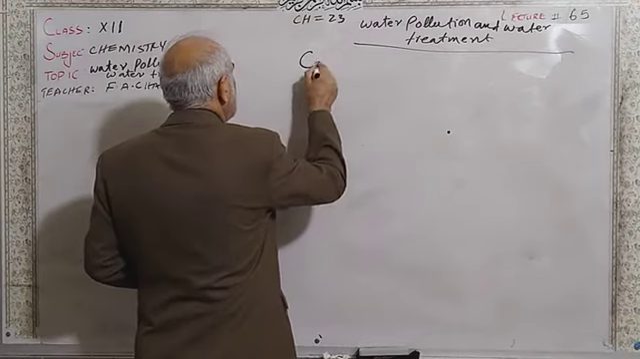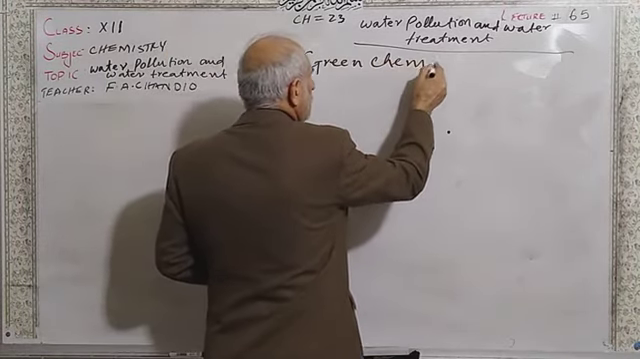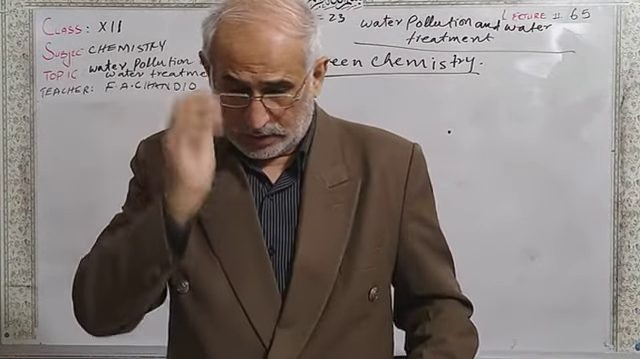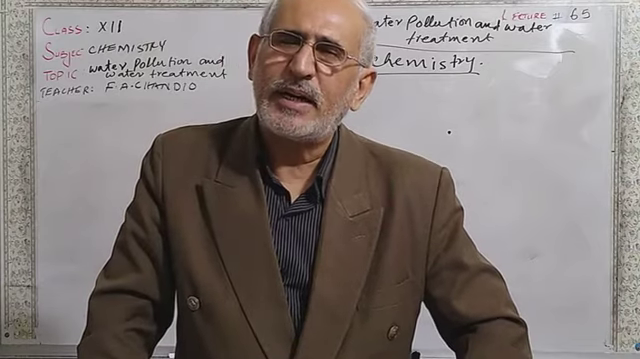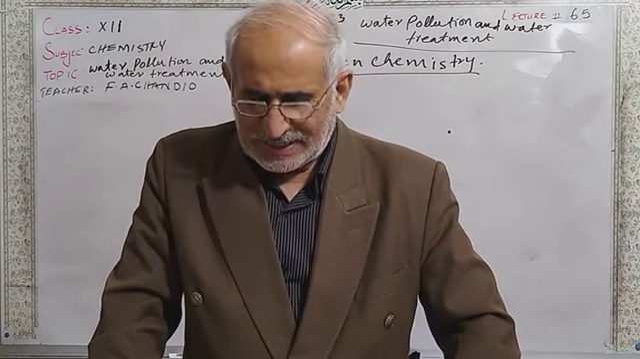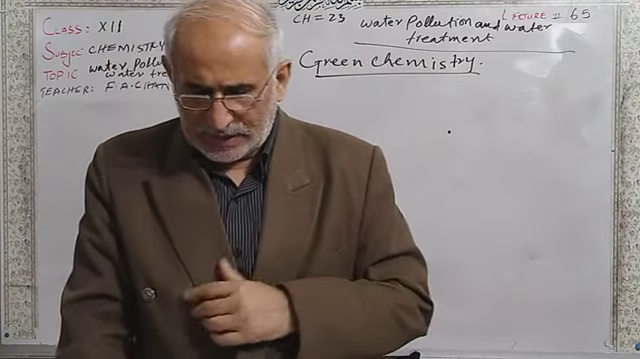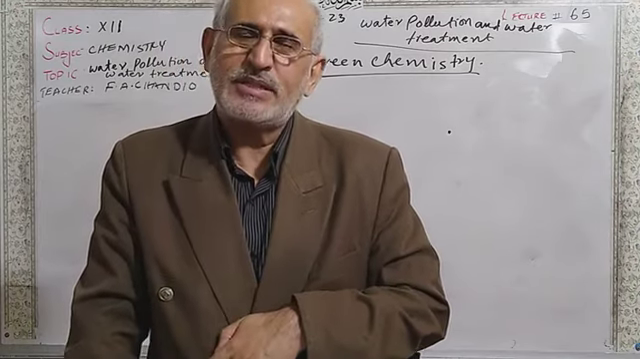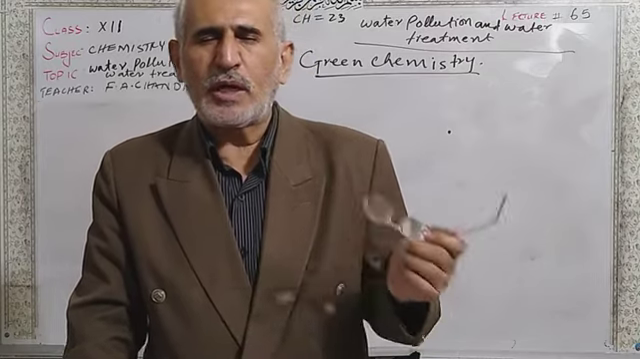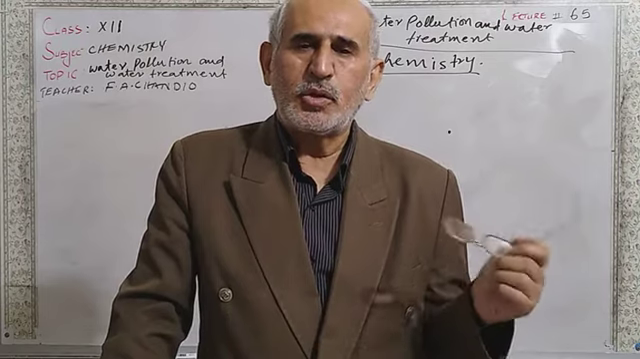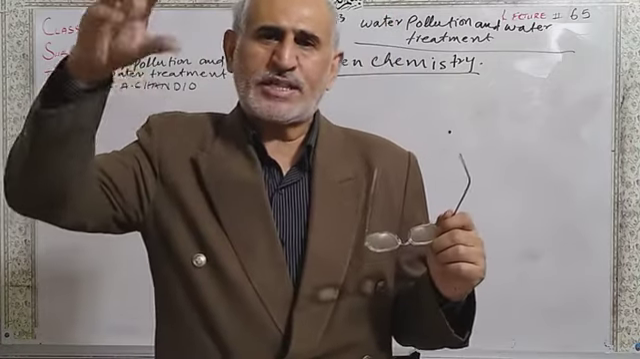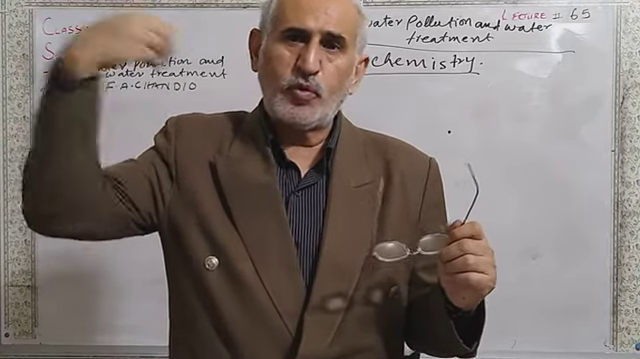Green chemistry. The term green chemistry was coined in 1991. It is the design of chemical products and processes that reduce or eliminate the use and generation of hazardous, toxic substances during industrialization, or when we form different processes to give different products in industries. So minimum toxic substances should be generated. They are not going to be waste.